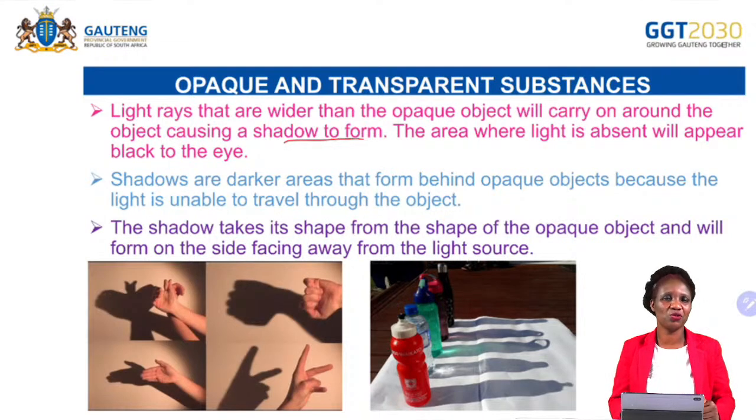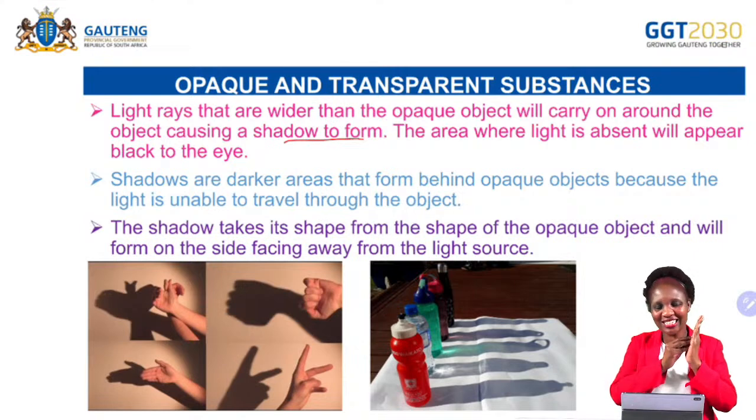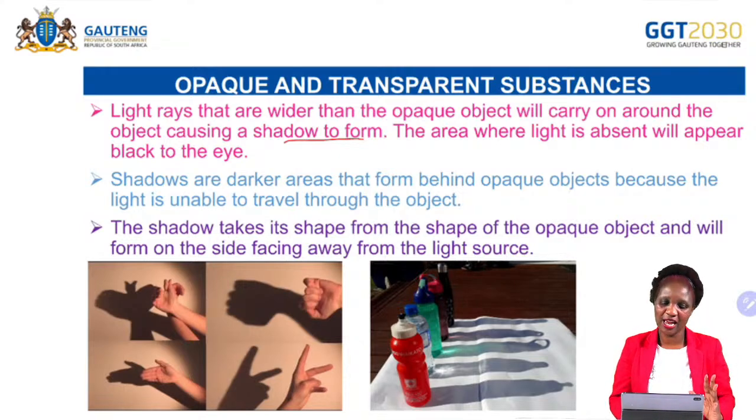Causing a shadow to form. All right. Let's say this is my hand. It's an opaque object, remember? And then when light shines on it, light is going to be blocked. But if the rays are wider, what's going to happen? They are going to go on the other side, causing a what? A shadow at the back of an object, or at the back of my hand. There's going to be a shadow.